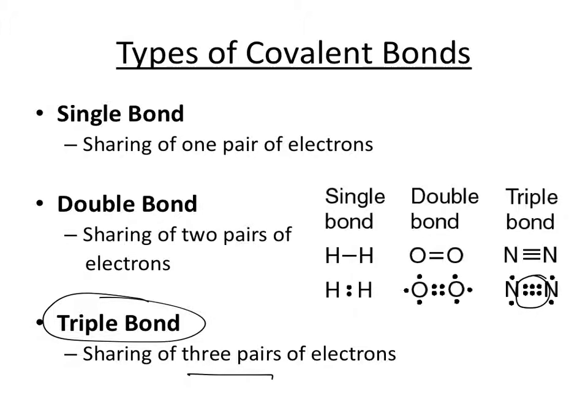Remember, they're sharing and working together in order to get full, stable valence electron outer shells. Because of that, they lower their energy and they become more stable. So it's more favorable to bond than to not bond.